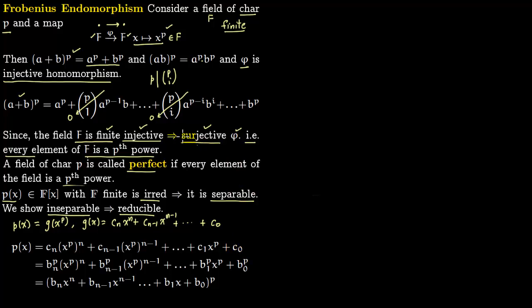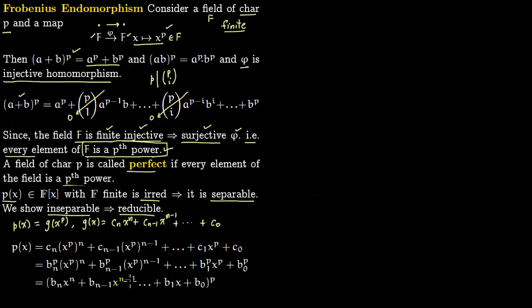Now we have seen that since we are working in a finite field with characteristic p, every element of F is a pth power. So this we are going to use here. So c_n is a pth power, so you write it as b_n to the power of p. c_(n-1) is a pth power, so b_(n-1) to the power of p. c_1 is a pth power, so b_1 to the power of p. c_0 is a pth power, so some b_0 to the power of p.